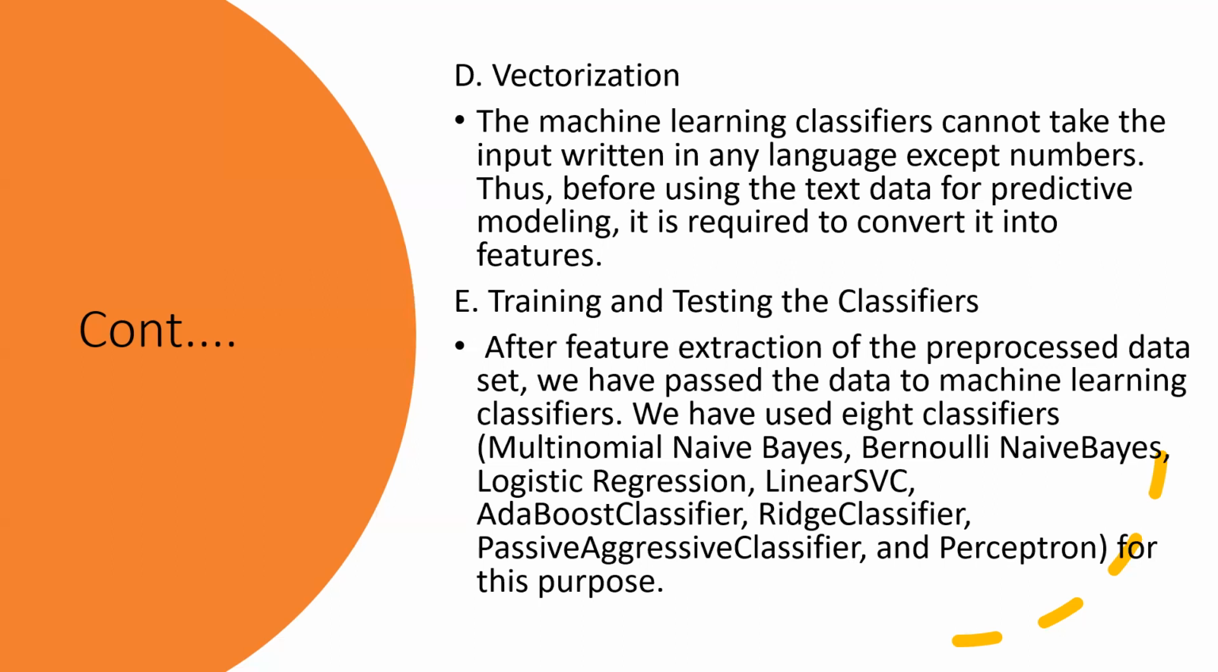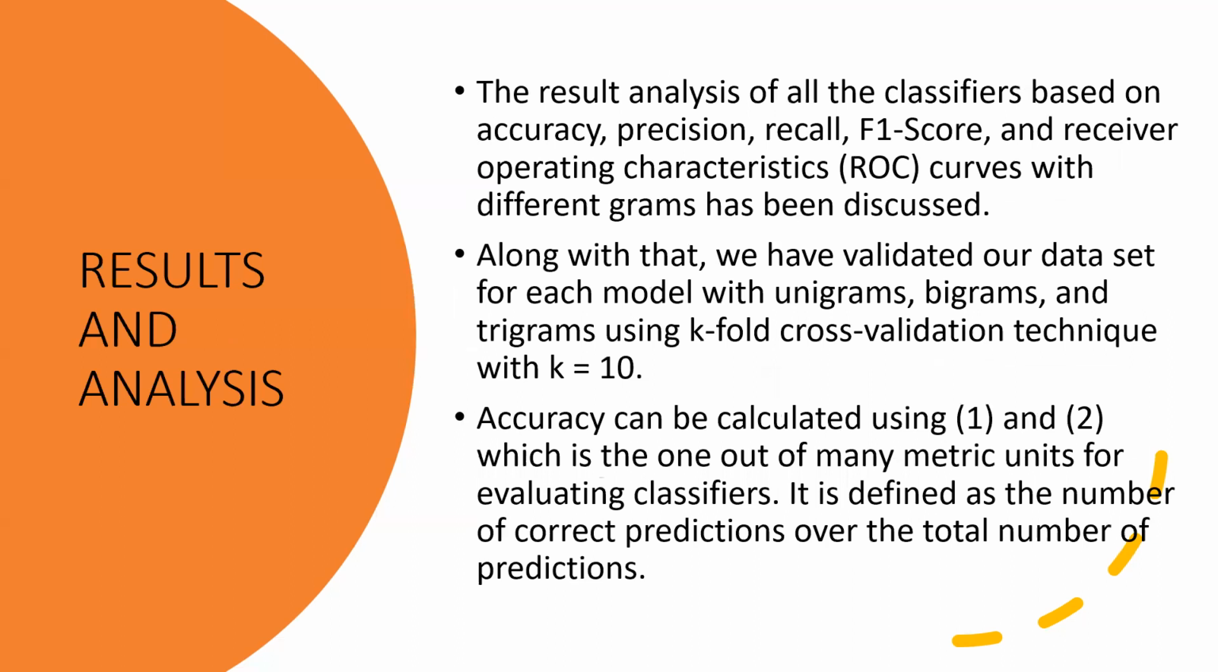Next, the last step is training and testing the classifiers. After feature extraction of the pre-processed data set, they have passed the data to machine learning classifiers. They have used eight classifiers such as multinomial Naive Bayes classifier, Bernoulli Naive Bayes, logistic regression, linear SVC, AdaBoost classifier, Ridge classifier, passive aggressive classifier, and perceptron for this purpose. So all are supervised learning classifiers used for our data.